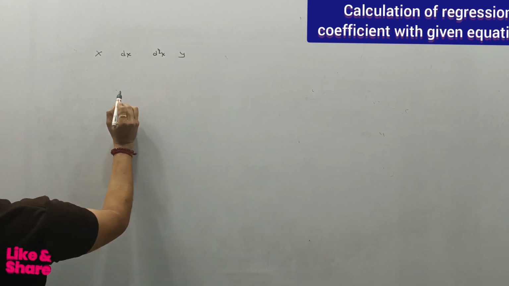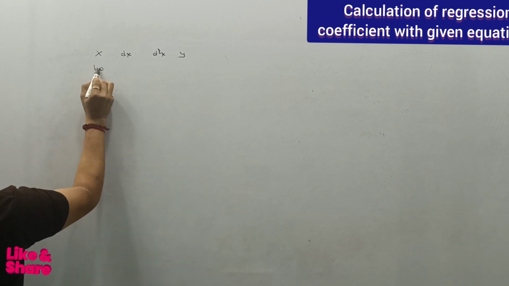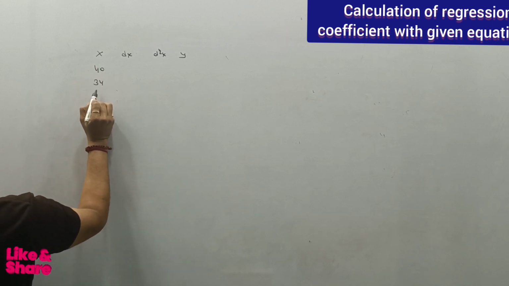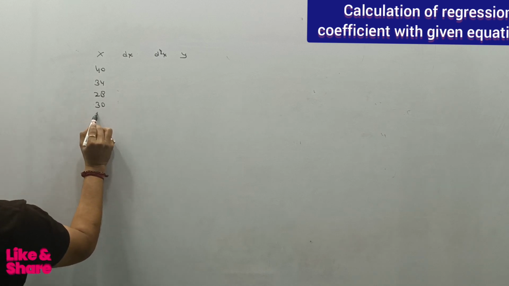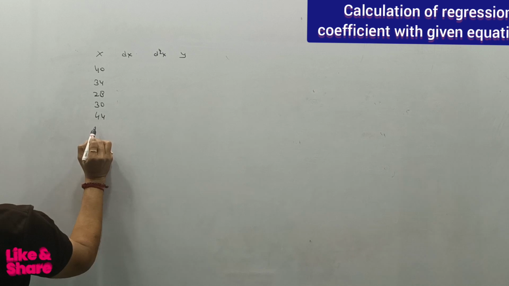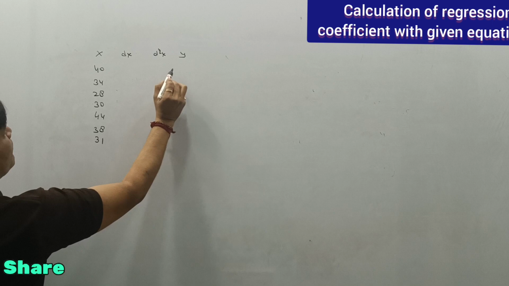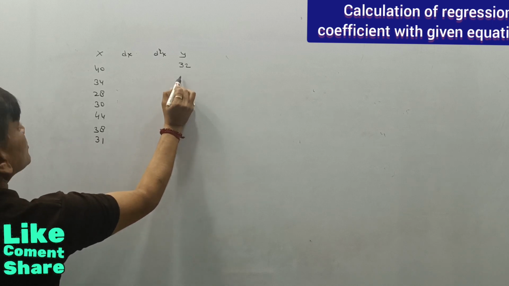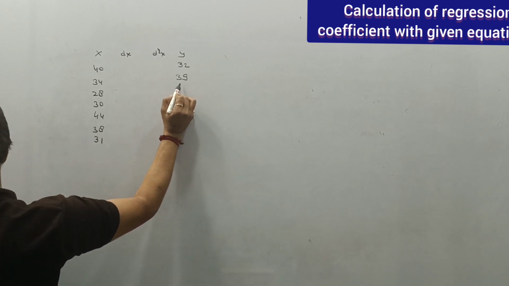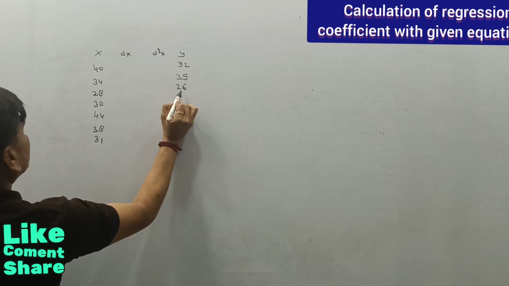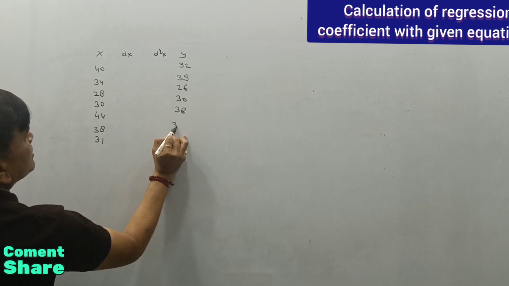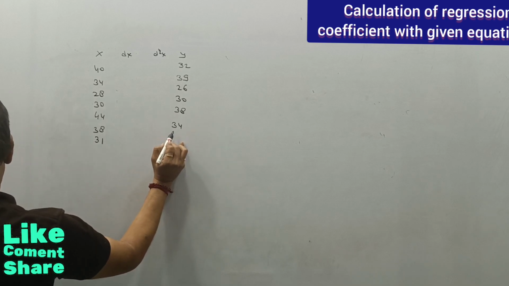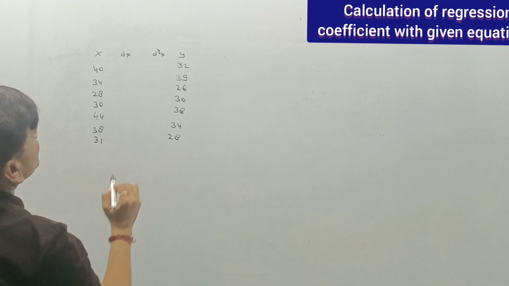X values are given: 40, 34, 28, 30, 44, 38 and 31. Y values are given: 32, 39, 26, 30, 38, 34, 28. This is the question given.